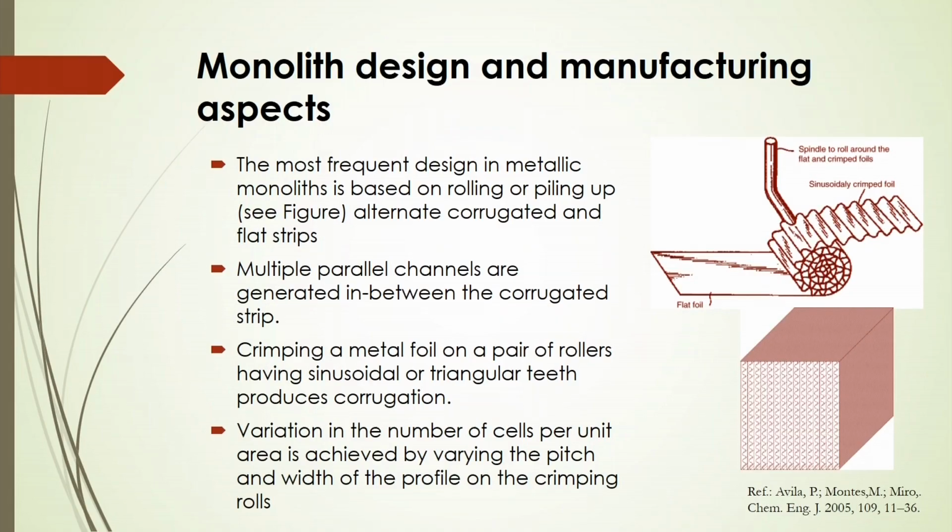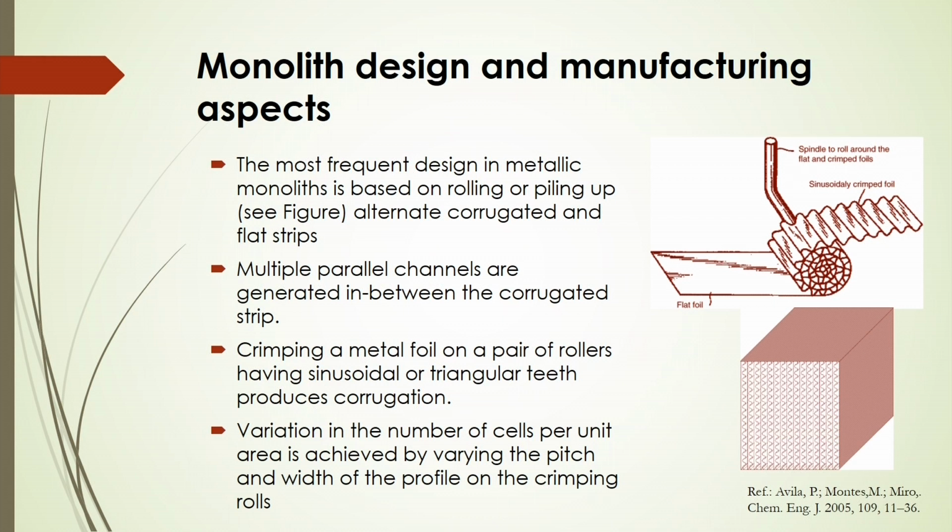Now, how to design and manufacture that monolith? Some aspects are given here. The most frequent design in metallic monoliths is based on rolling or piling up. In this case, see the figure, alternate corrugated and flat strips are there, and multiple parallel channels are generated in between the corrugated strips.